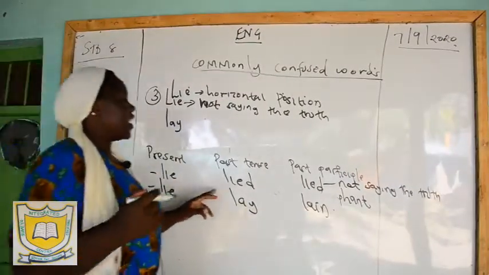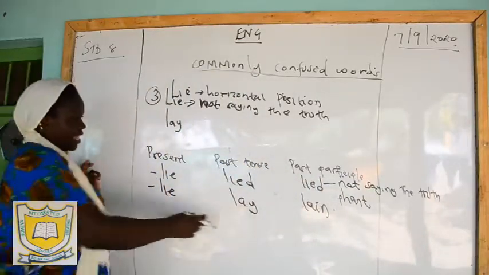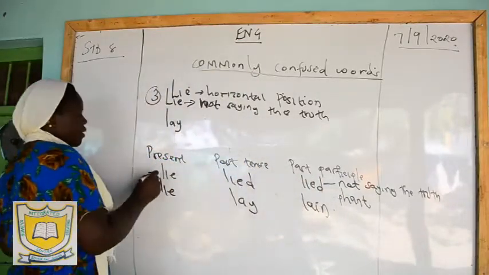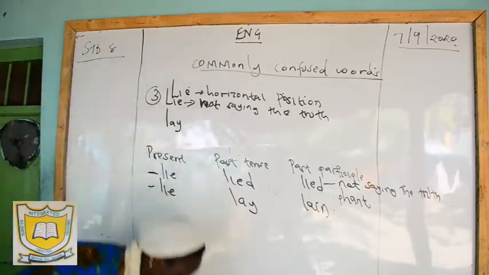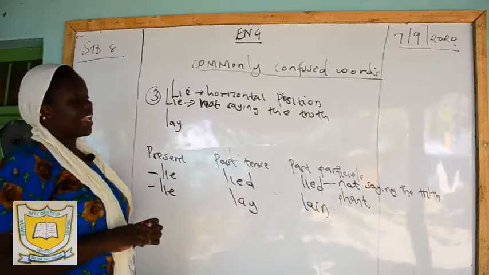So you have lie, lied, lied, and then lie, lay, lain. If you want to use lie, lied, lied, that means not saying the truth. And then lie, lay, lain.